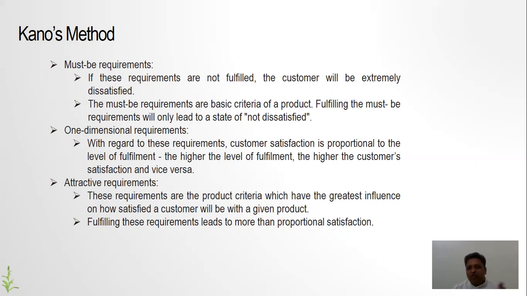It is directly proportional. If you are not fulfilling the basic criteria, anyway, he is not going to turn around. That is the issue. And another one is the one-dimensional requirement. With regard to these requirements, customer satisfaction is proportional to the level of fulfillment. It is a linear scale. The higher the level of fulfillment, the higher the customer satisfaction, or vice versa. If you are not fulfilling at the lower level, then the satisfaction is also at a lower level.